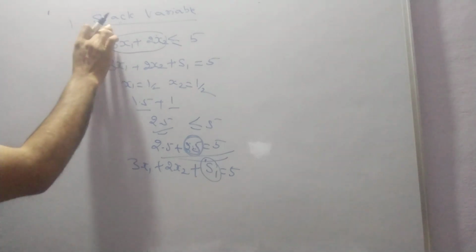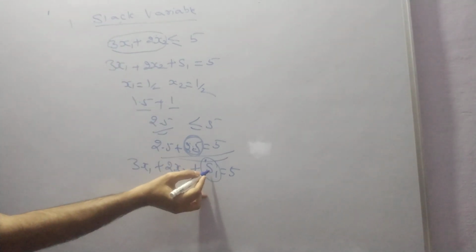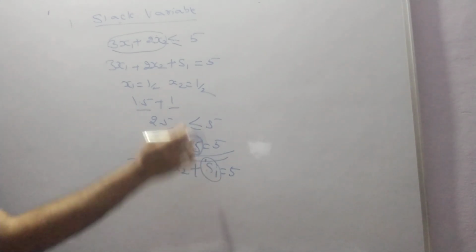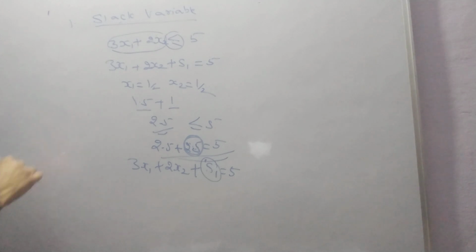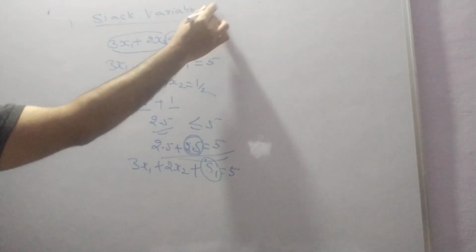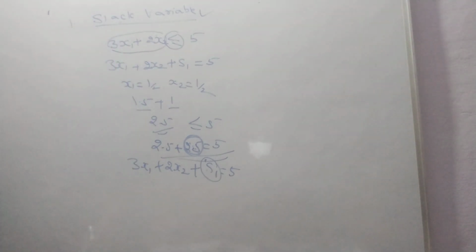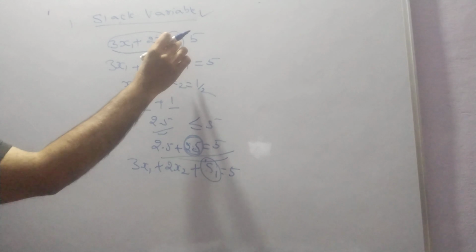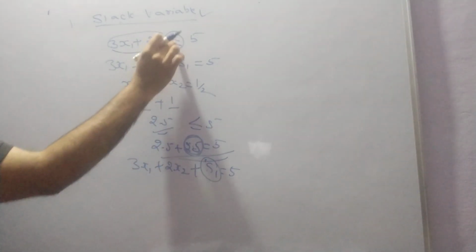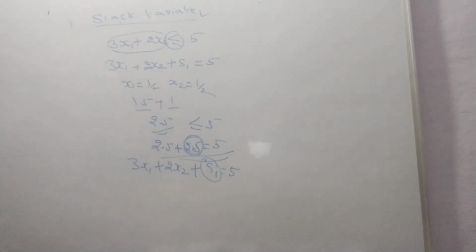Now the definition of slack variable: the non-negative variable, that is s1 is a positive variable. The non-negative variable which is added to the less than inequality to convert into equation form is known as slack variable. Again I am repeating the definition: the non-negative variable which is added to the less than inequality to convert into equation form is known as slack variable.